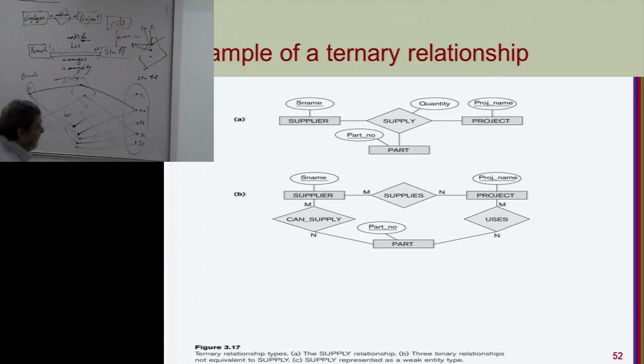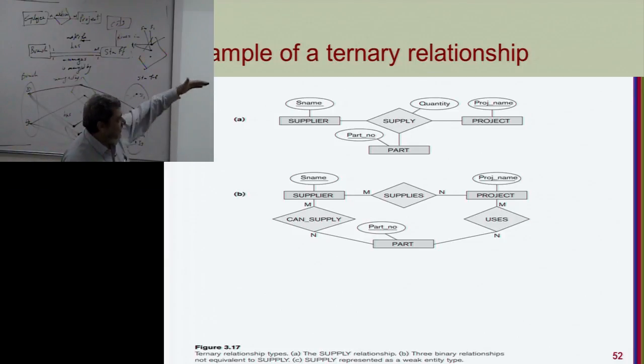But please, again, draw the diagram. This says that although we are using the same three entity types, they are interrelated together in different ways, which means that you have a different model. This satisfies one many word. This satisfies another many word. So they are not equivalent.